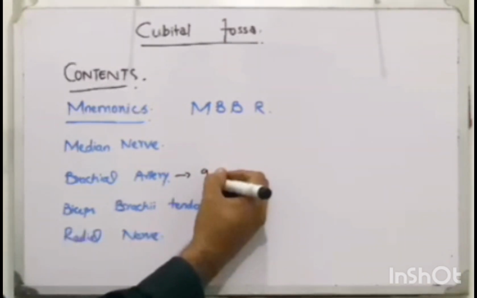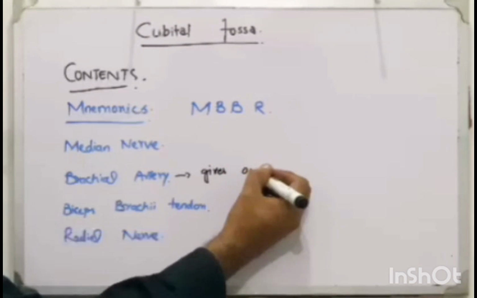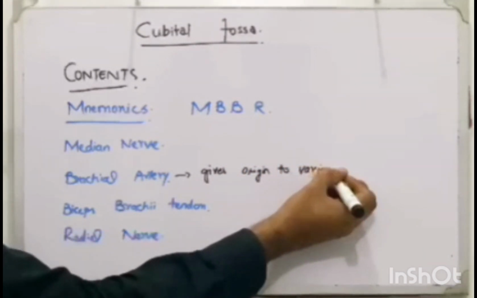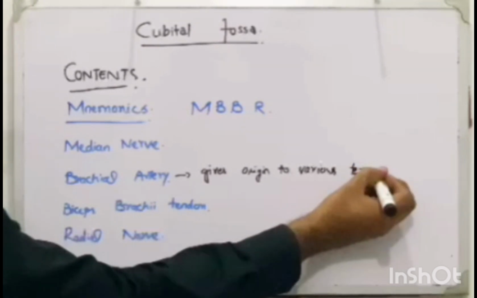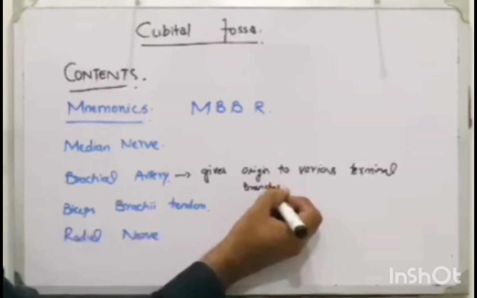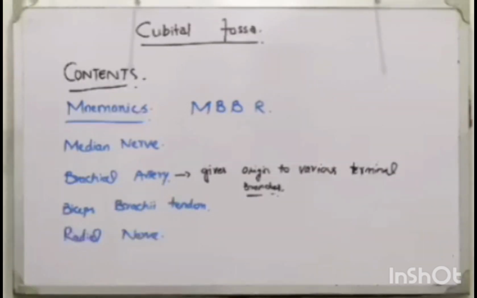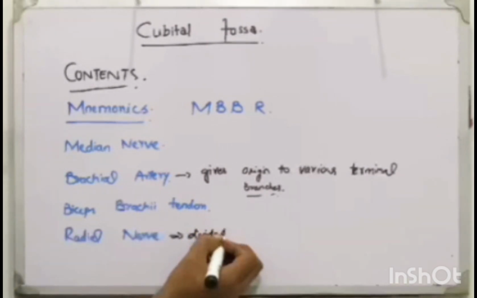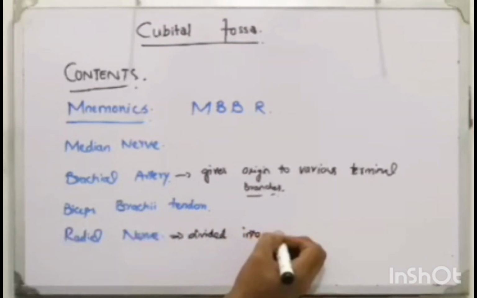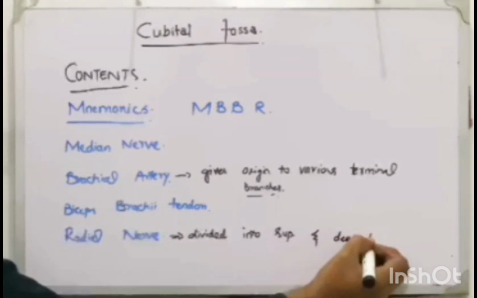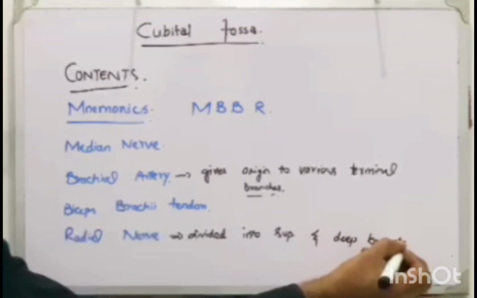The brachial artery also gives origin to various terminal branches within the cubital fossa. Similarly, the radial nerve also divides into superficial and deep branches within the cubital fossa.